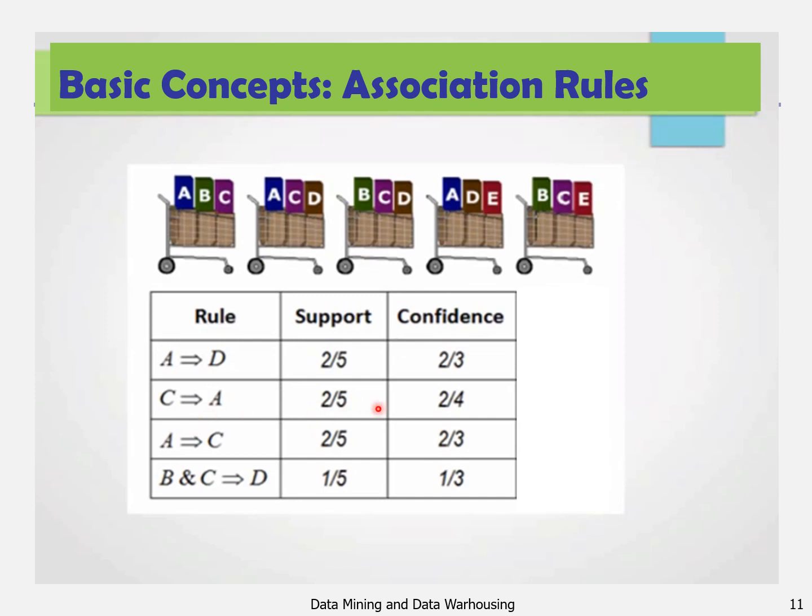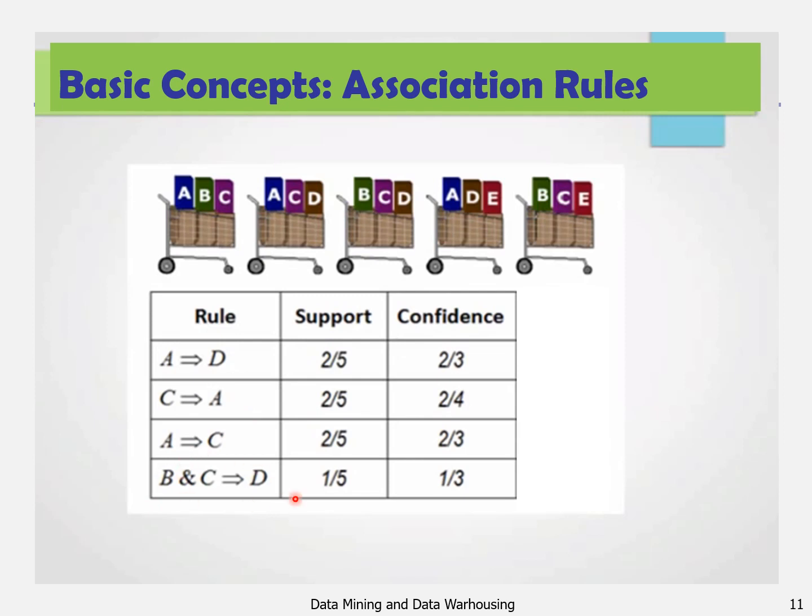Okay. Now let's see the confidence. How many times do we have C? A and C happened twice, so it's still the same. How many times do we have C? 1, 2, 3, and 4. So 2 out of the 4, this is our confidence.